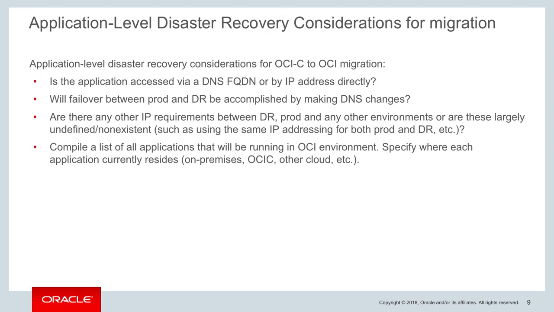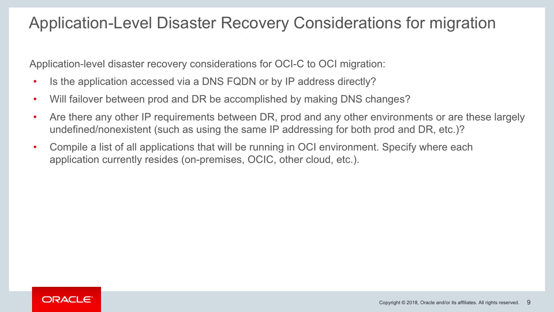Let's now look at application level disaster recovery considerations. You need to account for how the application is accessed from your on-premises location. Are you using a DNS fully qualified domain name, or are you using public IP addresses directly when you access your applications? Will a failover between production and disaster recovery be accomplished by making DNS changes? Are there any other IP requirements between DR, prod, and any other environments, or are these largely undefined, non-existent?